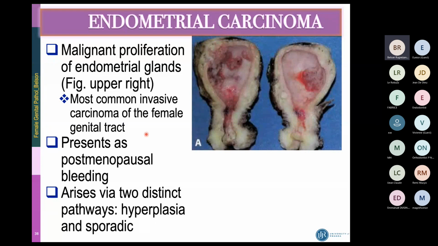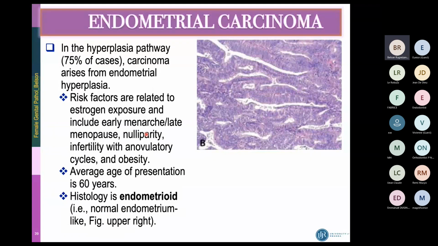So usually it happens in post-menopausal women, and we have two distinct pathways. So either carcinoma due to hyperplasia, as I was saying on the previous slide, or a sporadic one. So the carcinoma arising from endometrial hyperplasia is called endometrioid carcinoma. So you will find we report endometrioid carcinoma. So this is what endometrioid refers to, the architecture we are seeing on histology.